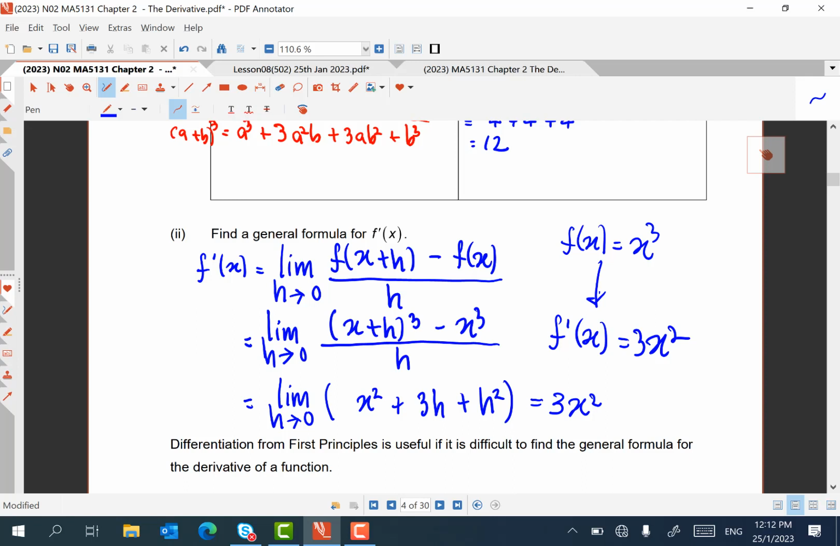Oh, I made a mistake. Okay, let me rewind. This is 3x squared plus 3xh. 3xh squared, right? 3xh. You're right. Sorry, I made a mistake here. Yeah, it's 3xh. And then plus... Why can't we just do divide?